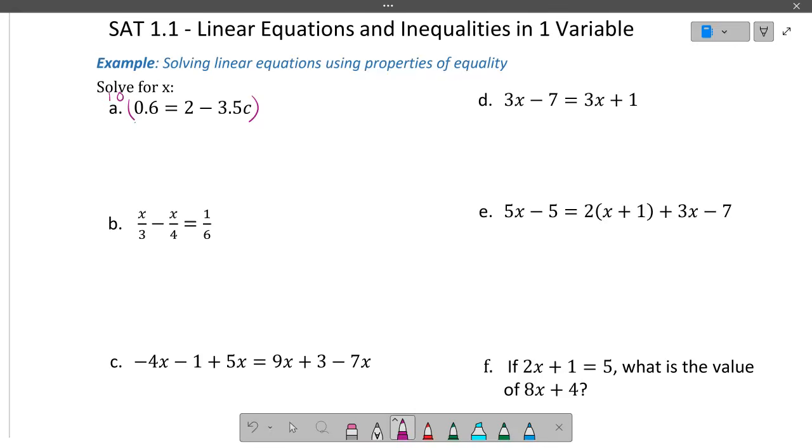So if I multiply 0.6 by 10, what do I have? 6. If I have multiplied 2 by 10, what do I have? 20. If I multiply 3.5 by 10, what do I have? 35C. And then now we've got these nice whole integers that we can now deal with a lot more efficiently without having to worry about the decimal place in that alignment. Okay, so now take me on my journey. How do I solve for C?